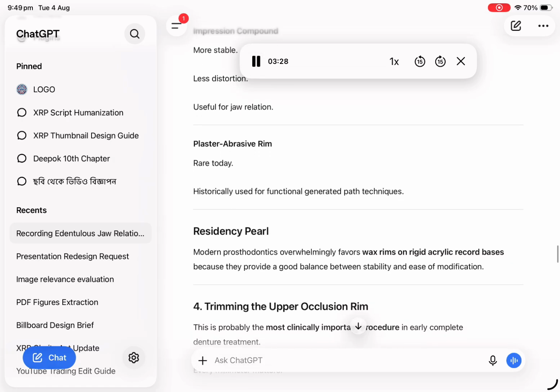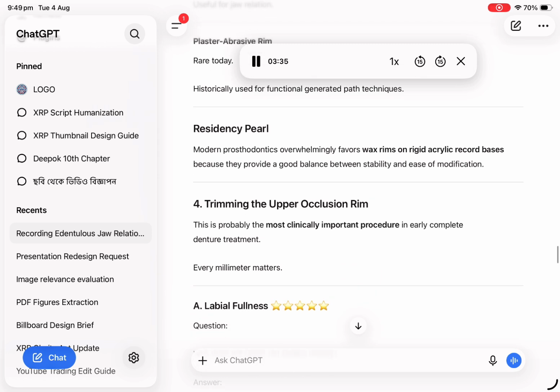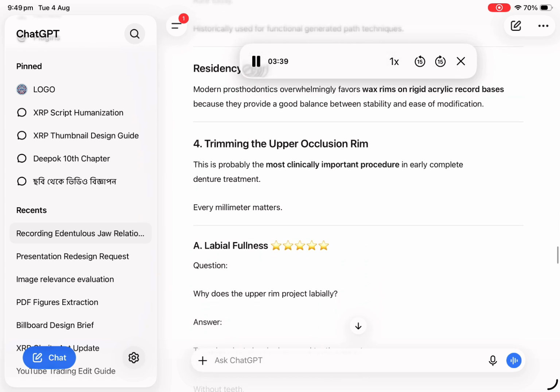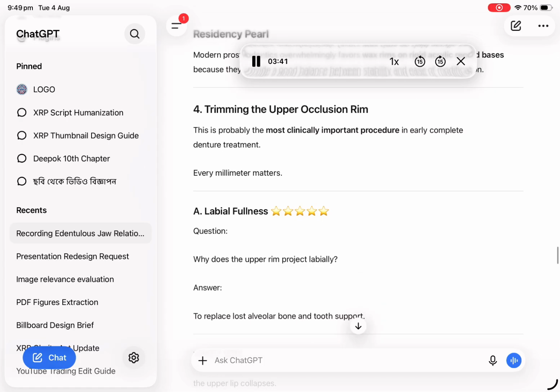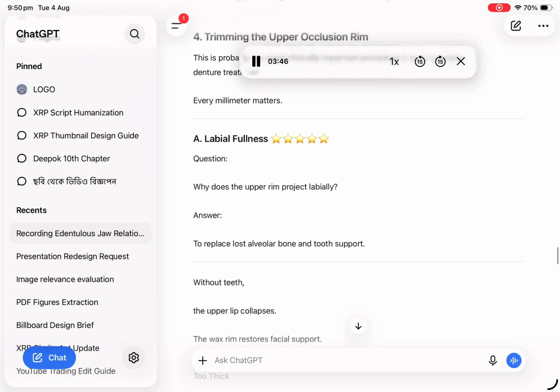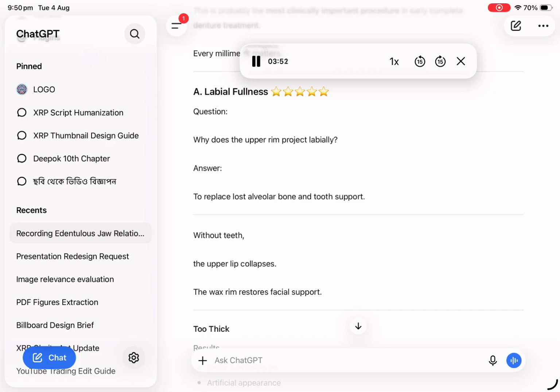Trimming the upper occlusion rim. This is probably the most clinically important procedure in early complete denture treatment. Every millimeter matters. A. Labial fullness question: why does the upper rim project labially? Answer: to replace lost alveolar bone and tooth support. Without teeth, the upper lip collapses. The wax rim restores facial support.